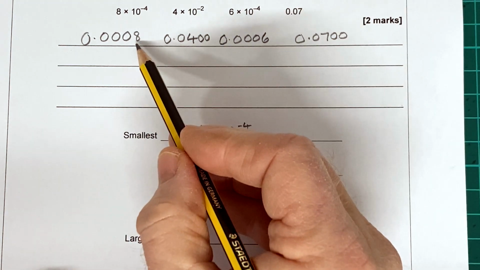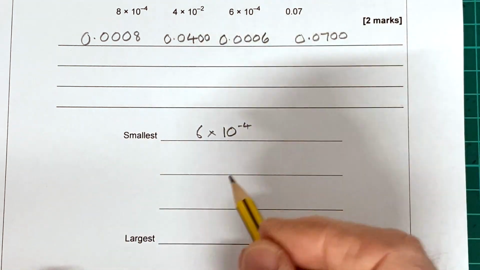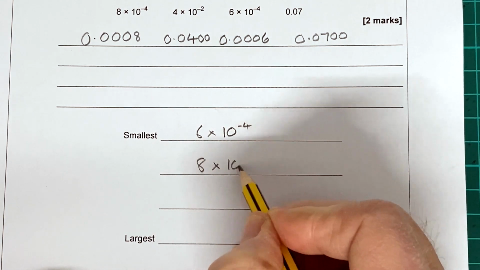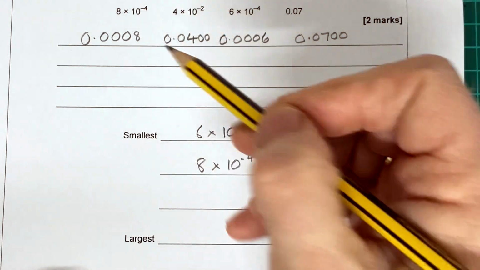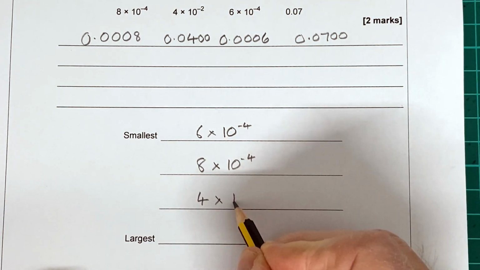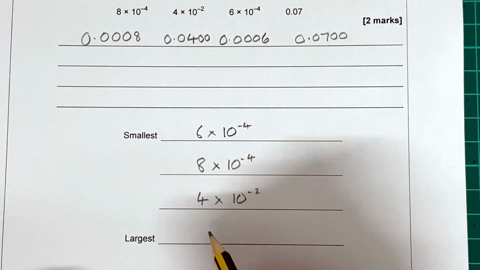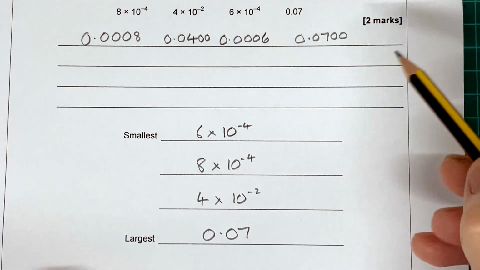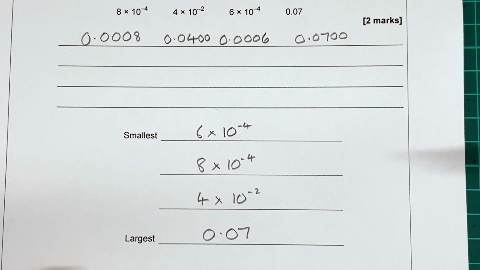0.0008 has got 2 more in that column than that one, so it must be that one next. It's a little bit bigger. This one is really quite big in comparison to those two, so that is 4 times 10 to the minus 2, and 0.07. So we've written them exactly in the format that they were presented to us.